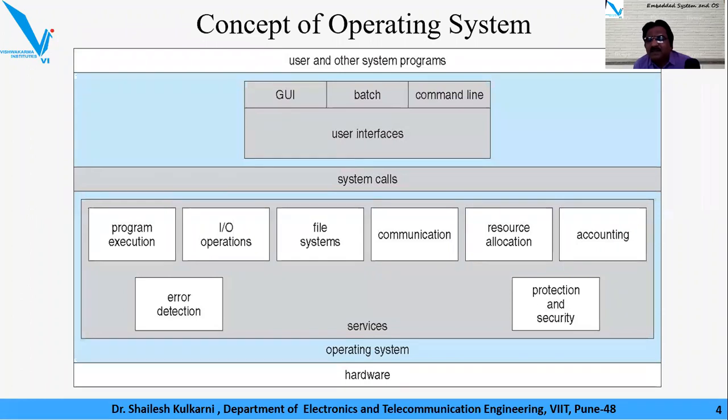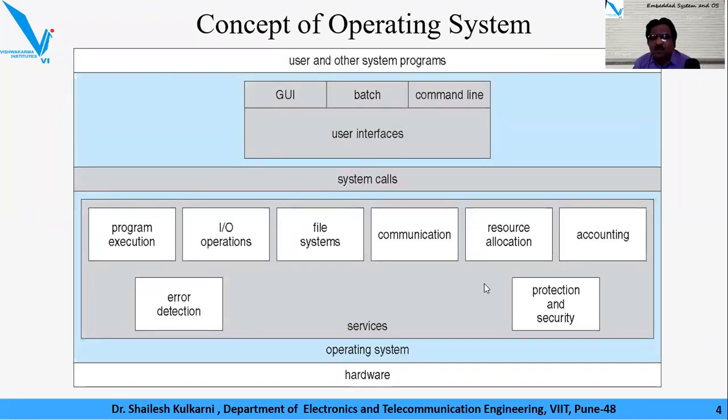Because the operating system is expected to be protected against access or malicious access from any user's application, right? So these are a few of the exemplary services that we have seen. The more detailed services will be listed in the latter part of this session. So this is, in short, the bare concept of an operating system, where it is basically an interface between the application program and the hardware.